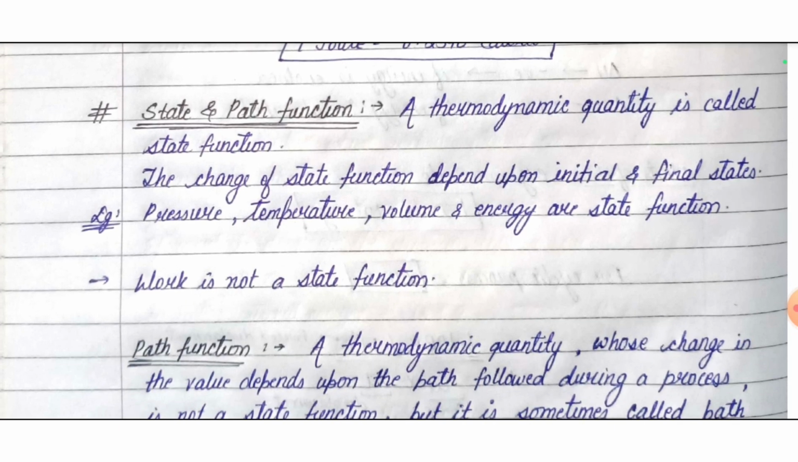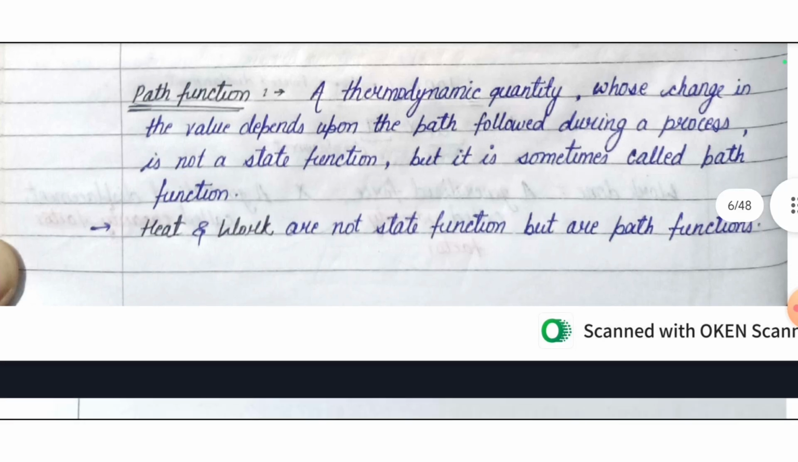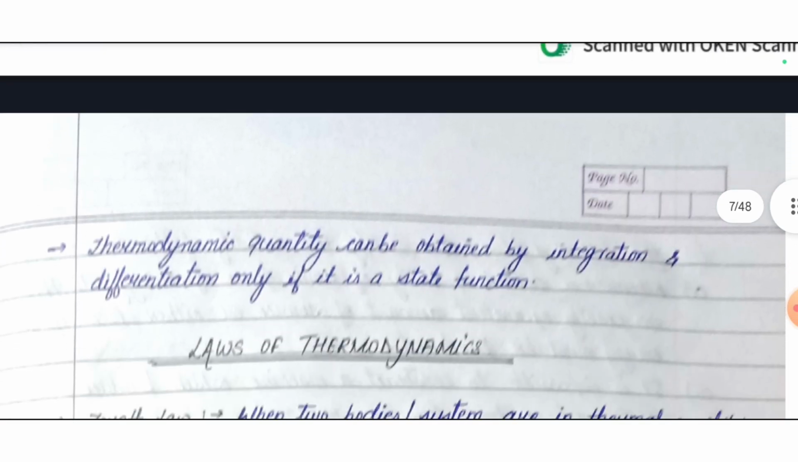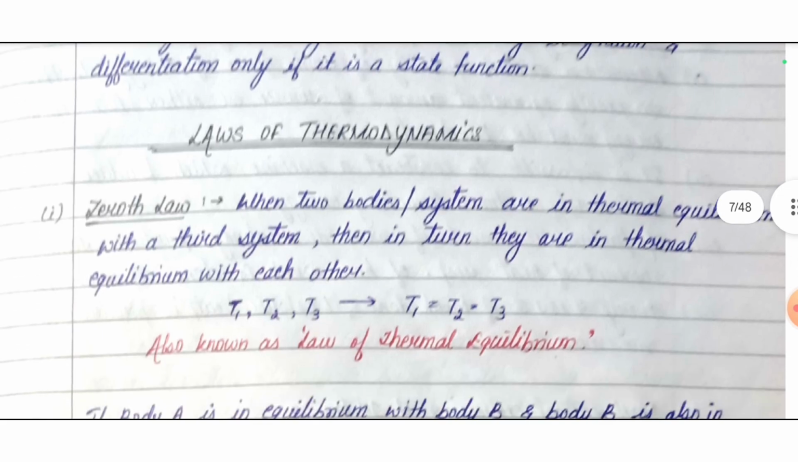State and path function. A thermodynamic quantity is called a state function if its change depends only upon the initial and final state. Examples: pressure, temperature, volume and energy are state functions. Work is not a state function. Path function: a thermodynamic quantity whose change in value depends upon the path followed during a process is not a state function, but is sometimes called a path function. Heat and work are not state functions but are path functions. A thermodynamic quantity can be obtained by integration and differentiation only if it is a state function.